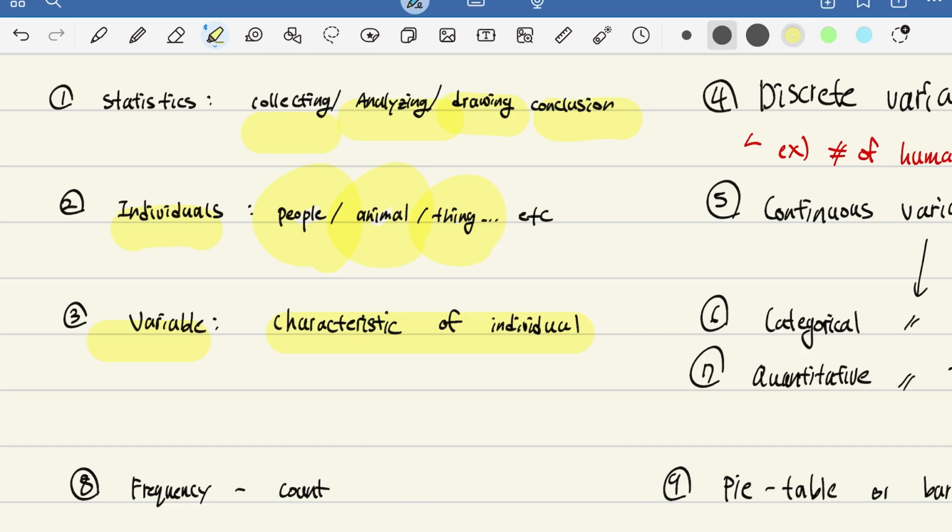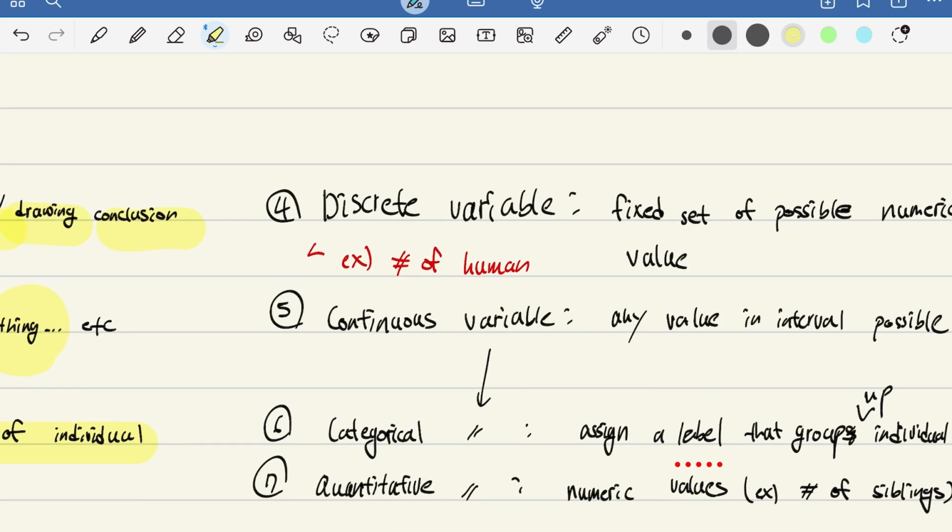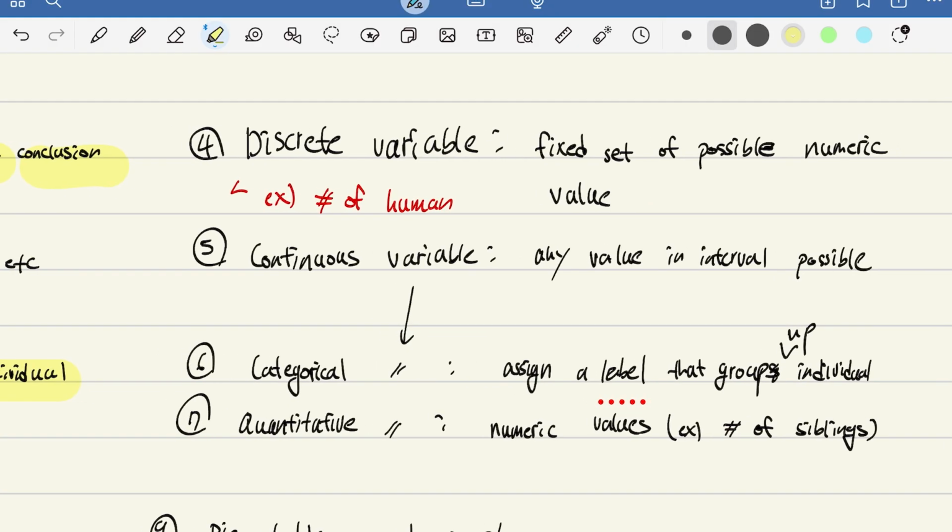So for example, when we're calculating about COVID, the individuals would be the people who are getting affected by COVID, and the variable will be the COVID itself. And for variables, there are four kinds of variables. The first one is the discrete variable, which means that it's a fixed set of possible numerical values.